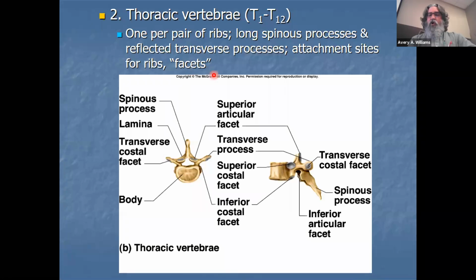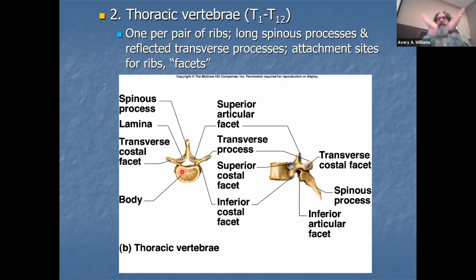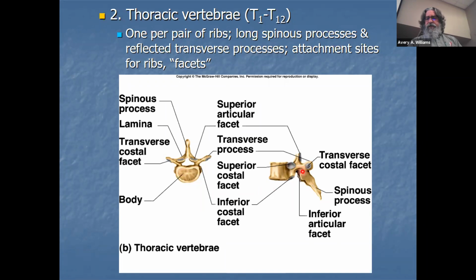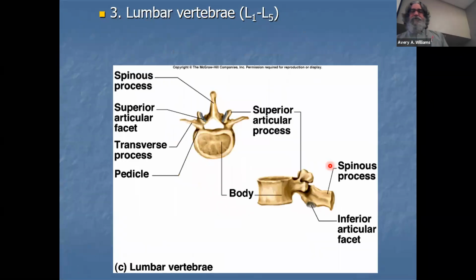They typically have long, pointed spinous processes. And they have a reflected transverse process. They're kind of angled back like that to compensate for ribs to come in and attach. But there's usually two attachment sites, one on the centrum right here, and then one on the transverse process right there. When we look at the ribs, you'll see where they actually attach. So there's that.